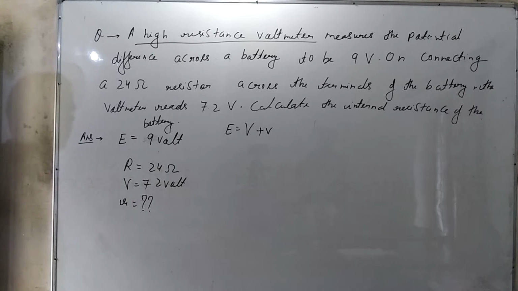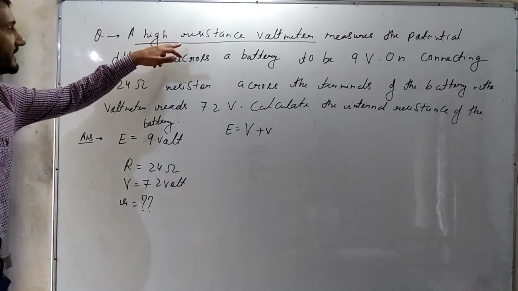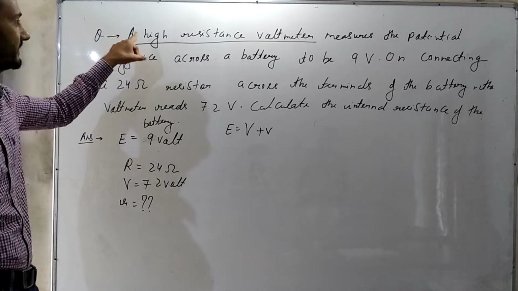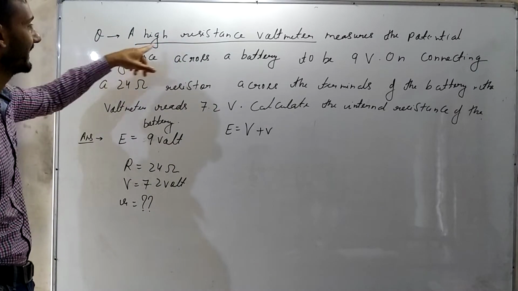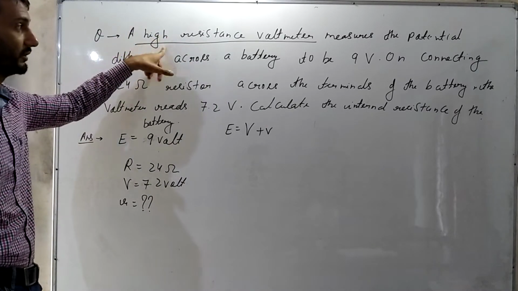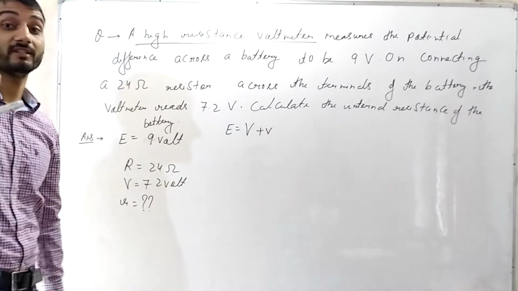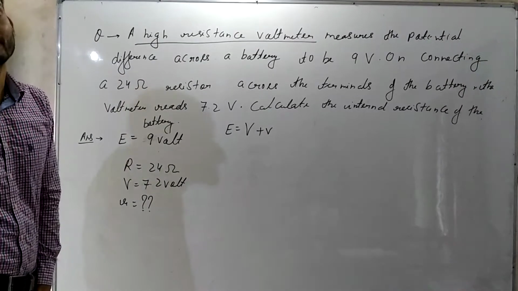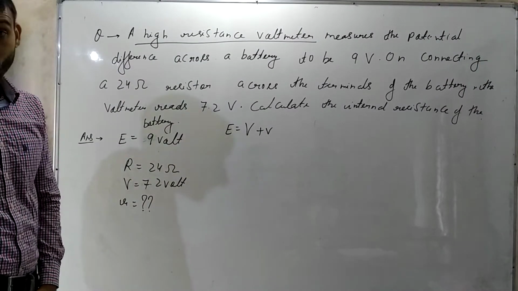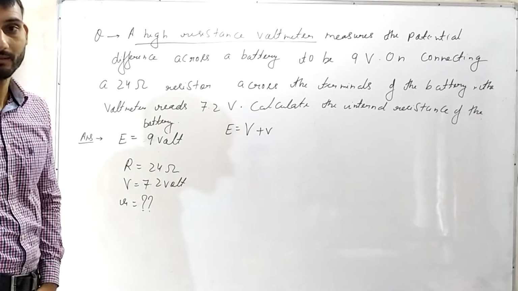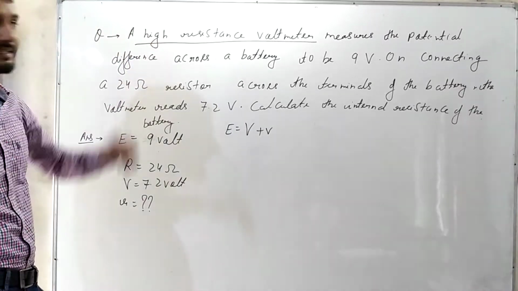So this is the numerical. Let us read the numerical first. A high resistance voltmeter. Now this word I have underlined because this is the word which we need to understand: high resistance. What do you mean by high resistance? If the resistance is high, will it take any current? Will it allow any current to pass through it? Answer is no, because it has very high resistance.